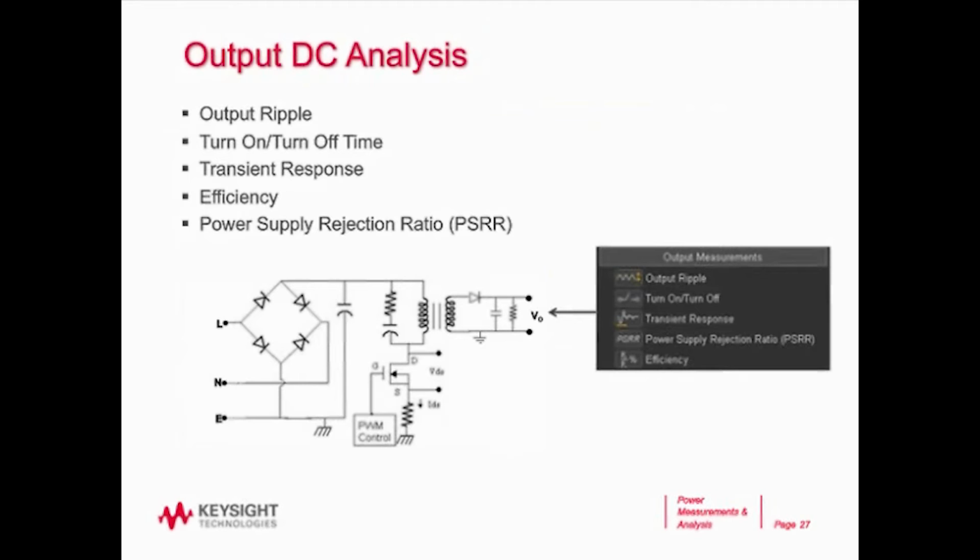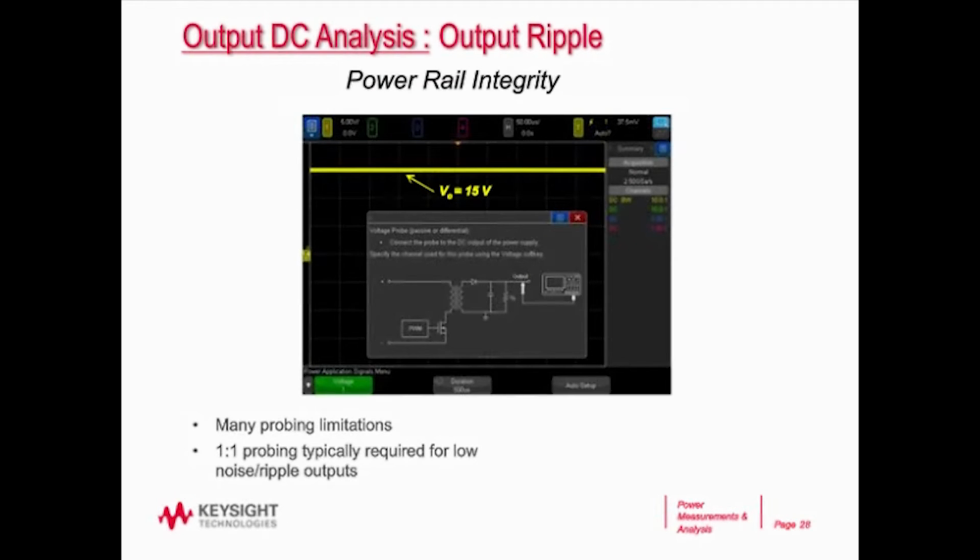So output ripple is actually a pretty simple measurement but there are some limitations and issues you need to be aware of. So here I'm showing, again, our connections diagram. You typically just connect a passive probe, most people do, to the output DC signal. Here you can see we're measuring a 15-volt DC supply.